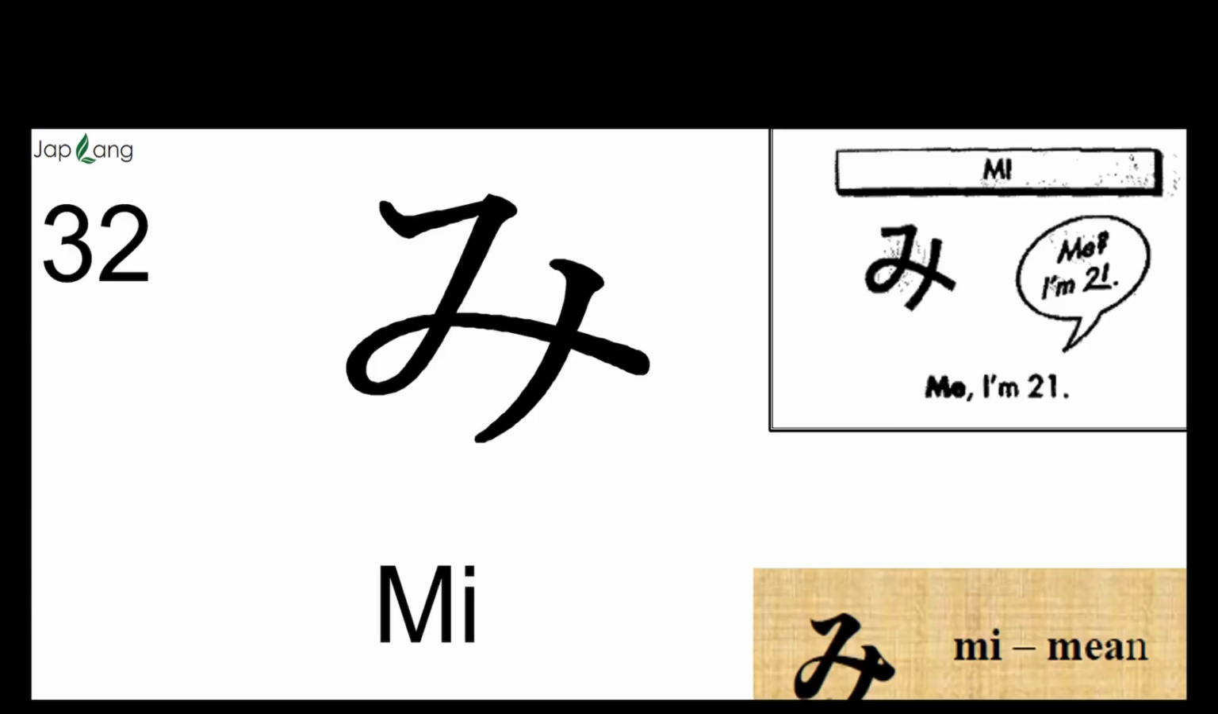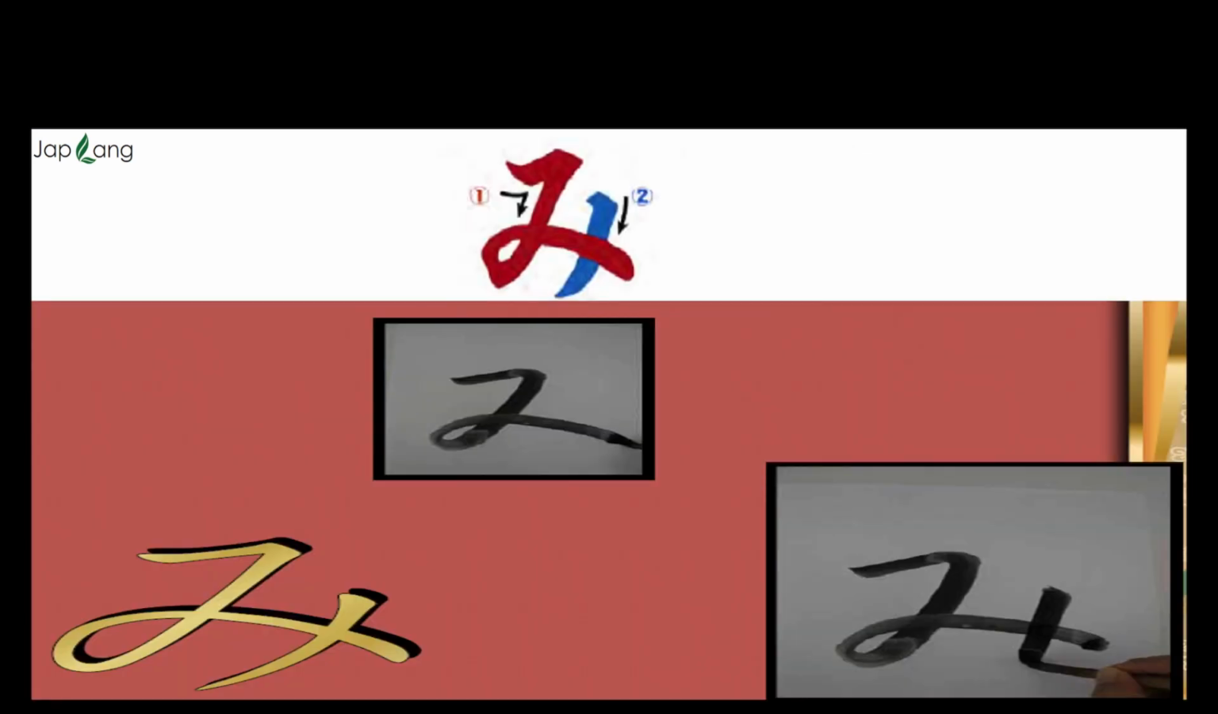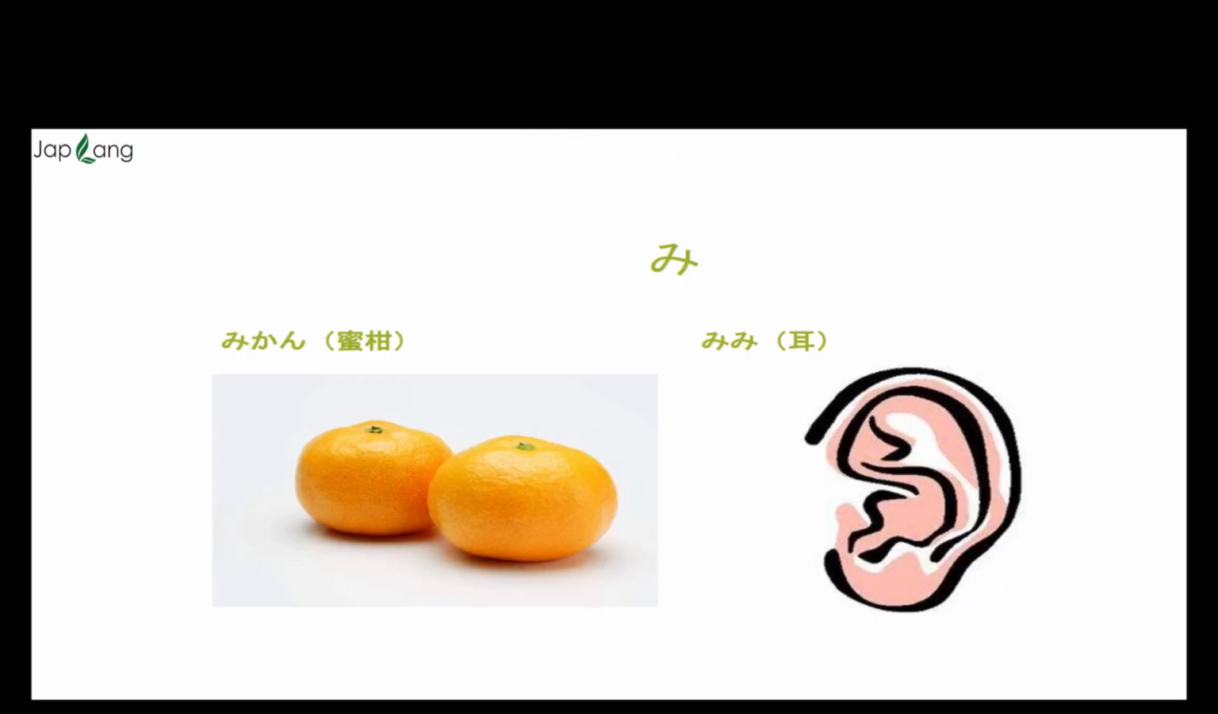Next character is Mi. Mi, as in the number 3. Look at the picture. It has only 2 strokes. The first is in red and the second is in blue. Again, you can pause the video and then practice on a sheet of paper. Mi stands for Mikan, that is orange.